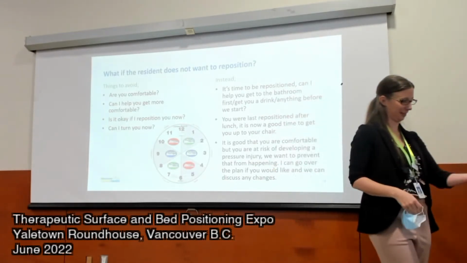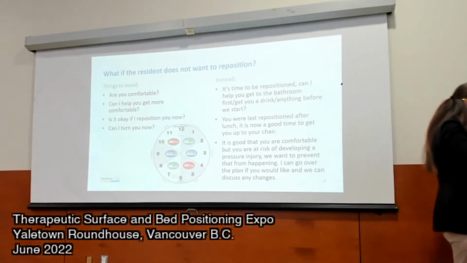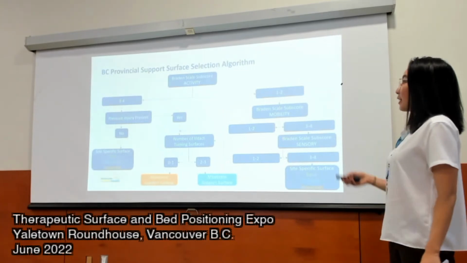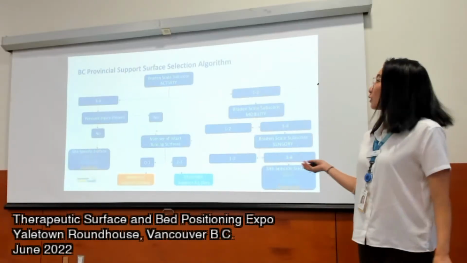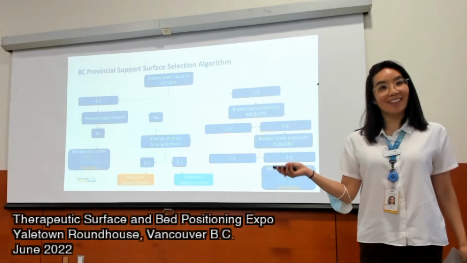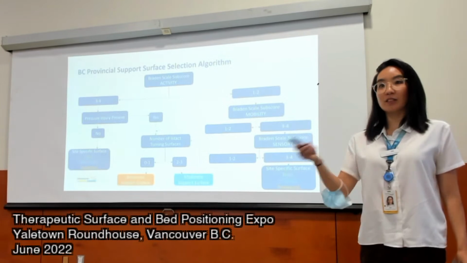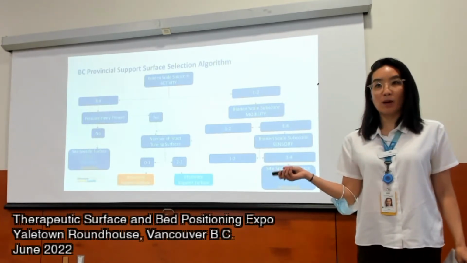Okay, so repositioning is key, but sometimes it's not enough. So has anyone seen this algorithm before, the BC Provincial Support Surface Selection Algorithm? You can find it in your resource on your handout. It's on the CLWK website.